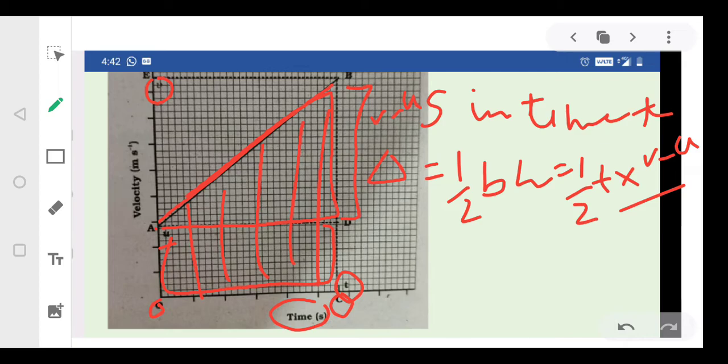Now coming to area of rectangle. Area of rectangle is length into breadth. Now we come to rectangle OADC. In this rectangle, length is OC, that is length is equal to t, and breadth is OA. OA is equal to u. So area of triangle is half t into v minus u, and area of rectangle is t into u.